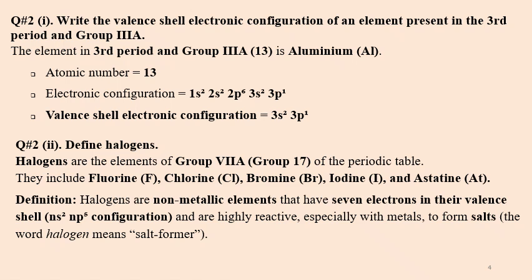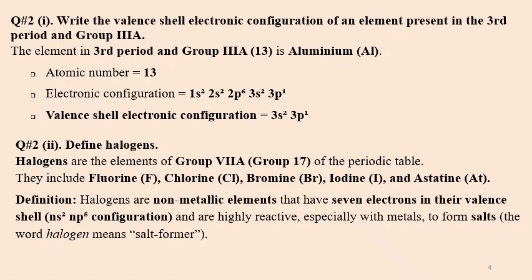aluminium. सही है. It has atomic number 13 and electronic configuration, अगर हम electronic configuration करें तो it will be 1s2 2s2 2p6 3s2 3p1. यहाँ से हमें नजर आ रहा है कि वो थर्ड पीरियड में है. Valence shell electronic configuration is 3s2 and 3p1.